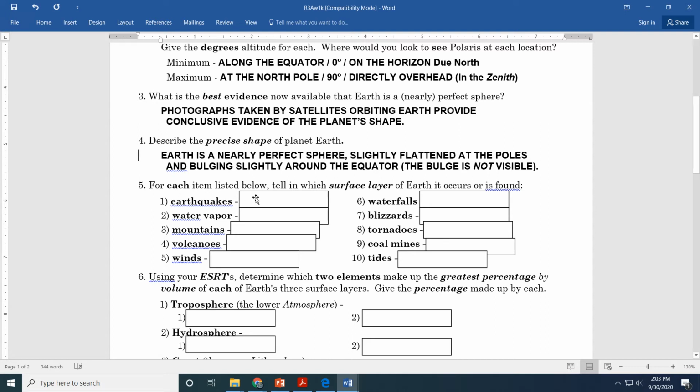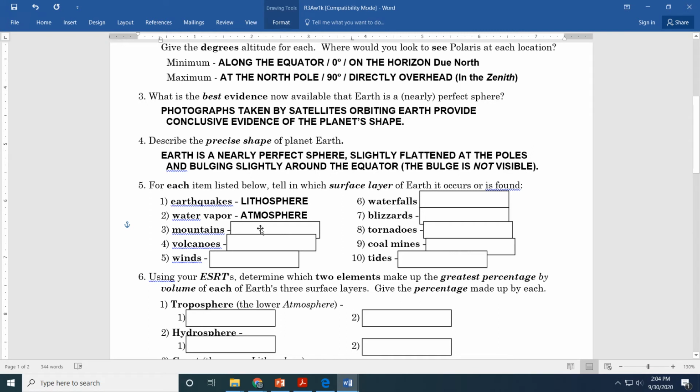All right, for each item listed below, tell which surface layer of the Earth it occurs in or is found. So earthquakes, well, it's quaking of the Earth. So your three spheres are your lithosphere, your hydrosphere, and your atmosphere. So if the Earth is quaking, that's when the rocks are shaken, and that would be the lithosphere. Water vapor, water as a gas, is in the atmosphere. That's the air you're breathing in. With every inhalation and exhalation, you have some water in that air.